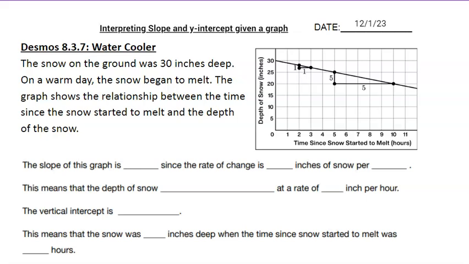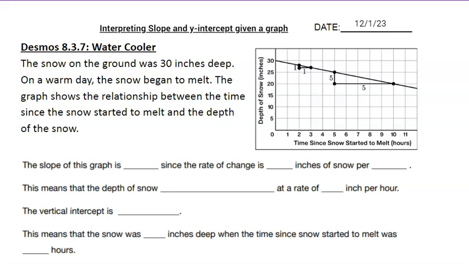Let's take a look how we can interpret the slope and y-intercept when given a graph. So in this example here, the snow on the ground was 30 inches deep. On a warm day, the snow began to melt. The graph shows the relationship between the time since the snow started to melt and the depth of the snow.